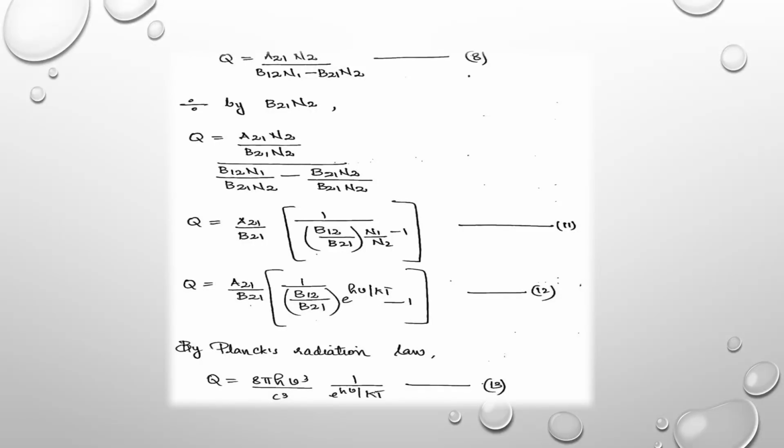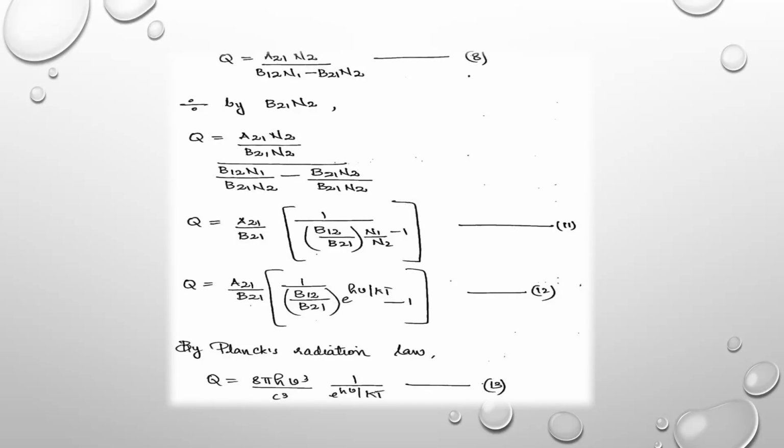Divide the equation by B21 N2, we get Q is equal to A21 N2 by B21 N2 whole divided by B12 N1 by B21 N2 minus B21 N2 by B21 N2. Then taking A21 by B21 outside, we get 1 by B12 by B21 into N1 by N2 minus 1. Then Q is equal to A21 by B21 into 1 by B12 by B21 into e raised to h nu by kT minus 1, by substituting the value of N1 by N2.